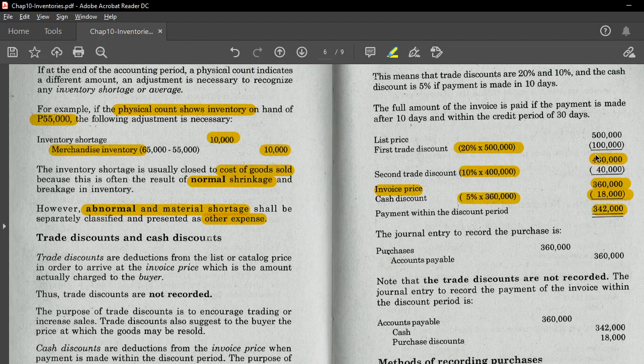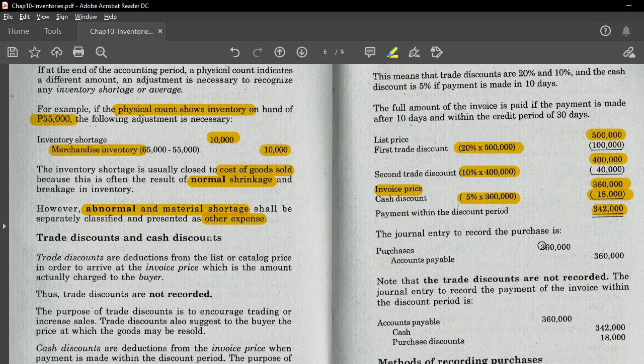So imagine, 500 nga list price, imong bayaran 342 na lang. So that is, grabe no, 150 minus, so that is almost, wait, 150. That's almost 30% nga nakatipid ka. So, hindi na masama. So that's why ginatawag siya nga para mainganyo ka nga mo palit kay dagko kay discount, di ba? So the entries are here.